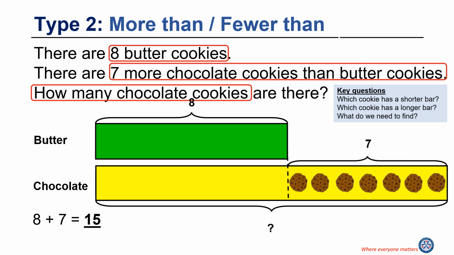While constructing the model, it is important for us to think of a few questions. Firstly, which cookie will have a shorter model bar? Which cookie will have a longer bar? In this question, since there are more chocolate cookies than butter cookies, the bar representing chocolate cookies will be longer than the bar representing butter cookies. The chocolate cookies model bar is actually made up of the butter cookies bar and 7 more cookies. Therefore, to find the chocolate cookies, we add 8 and 7 to get 15.